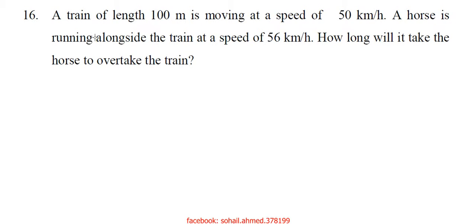In question number 16, a train of length 100 meters is moving at a speed of 50 km per hour. A horse is running alongside the train at a speed of 56 km per hour. How long will it take the horse to overtake the train?